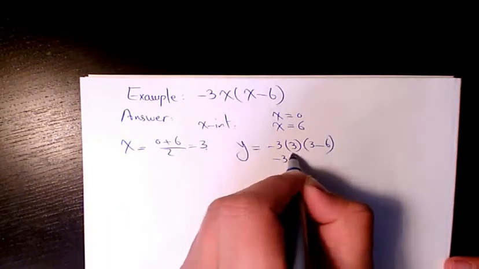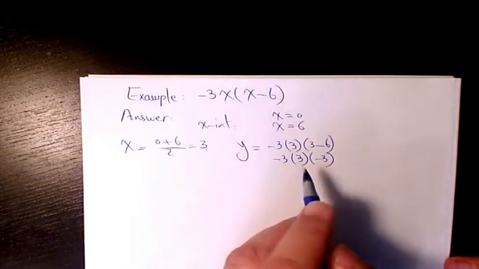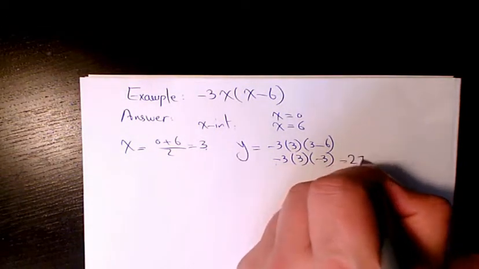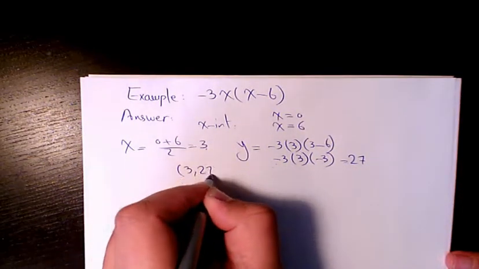So we have negative 3 times 3 times negative 3. Negative 3 times negative 3 is going to be 9. 9 times 3 is going to be 27. So it's going to be 3 and 27.